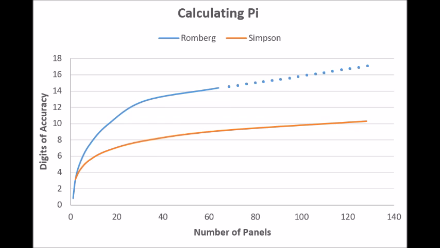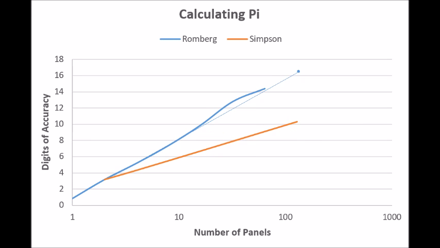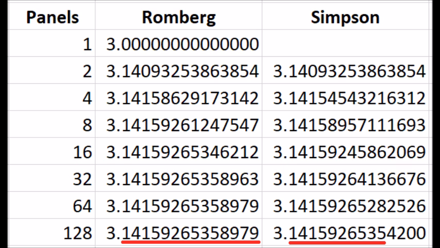This is the same data plotted with a logarithmic scale on the x-axis. This allows us to extrapolate using a straight line. Again, it looks like we could have obtained 16 or 17 digits of accuracy using Romberg integration and 128 panels. Another table for side-by-side comparison. We've maxed out at 14 digits past the decimal with Romberg integration. Meanwhile, Simpson's rule gave us 10 digits. At any rate, dividing the unit circle into 12 slices gave us much better results than the quarter circle.